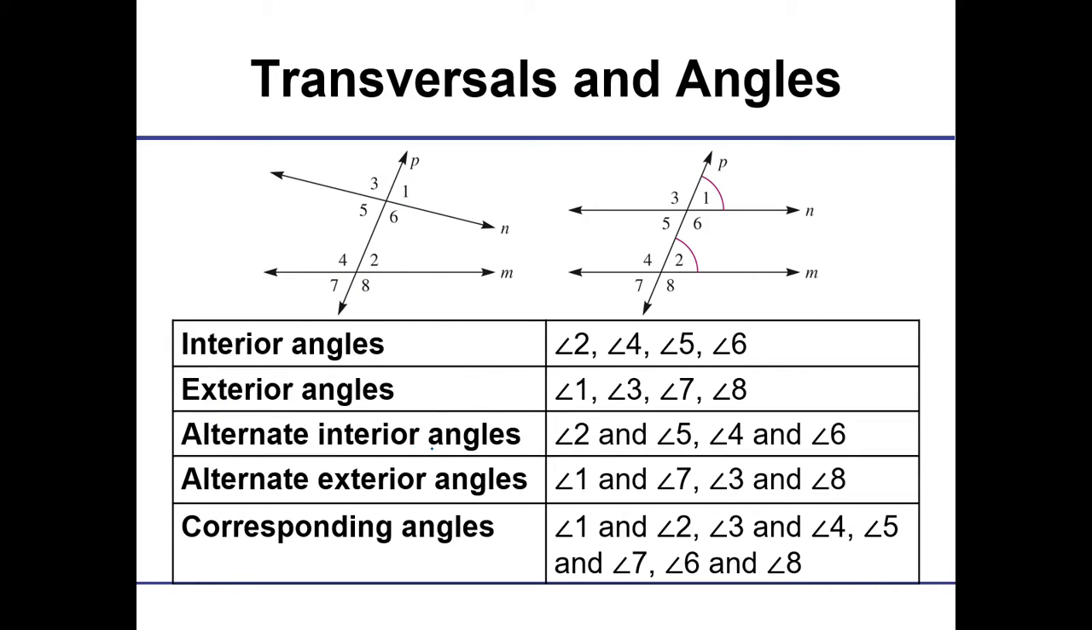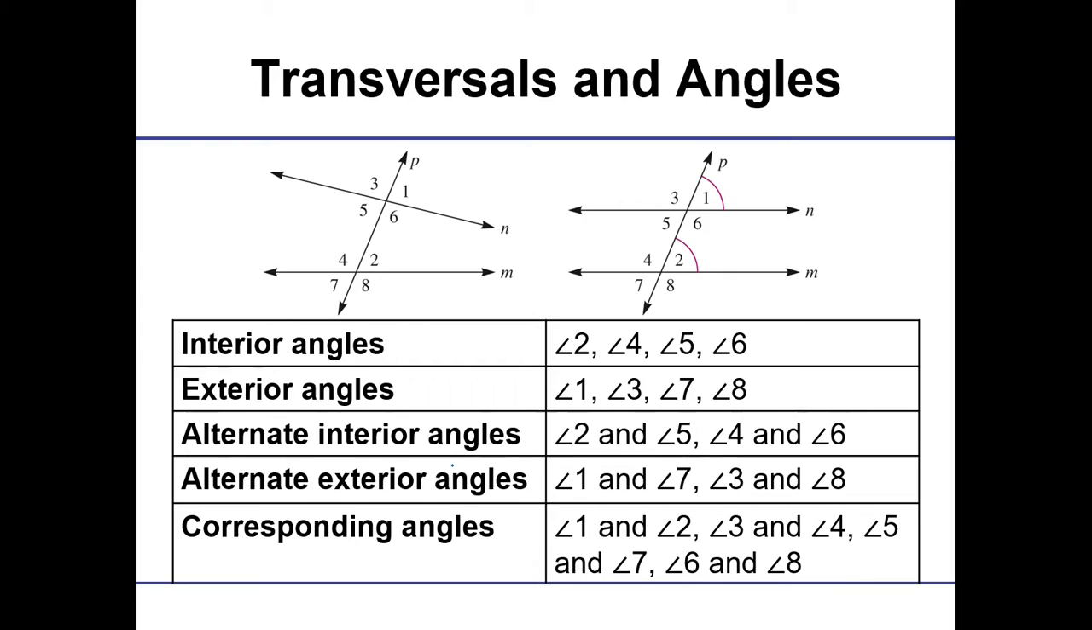Alternate interior angles are pairs of angles that occur on the inside of lines M and N. So angle 5 and angle 2 are known as alternate interior angles. Similarly, angle 4 and angle 6 are also known as alternate interior angles.